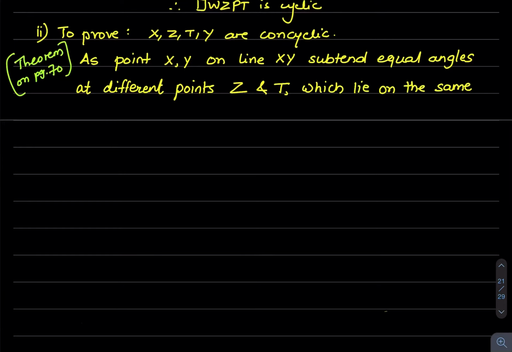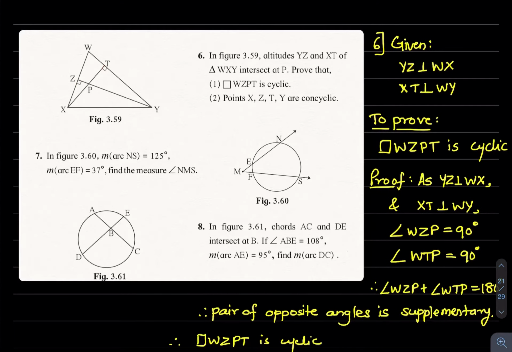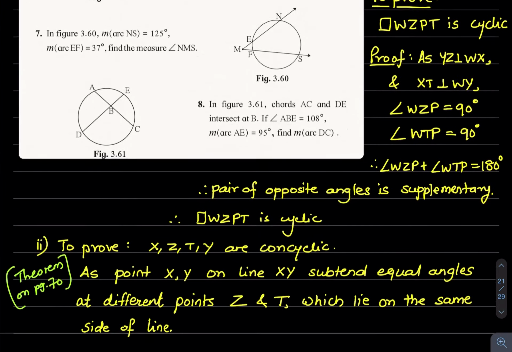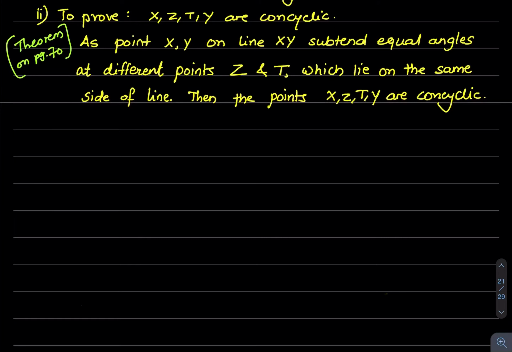They lie on the same side of the line, which means these two points are on the upper side of this line. See here, Z is also on this side, T is also on this side. So the points X, Z, T, Y are concyclic. You will see this statement on page number 70. The proof is not given in the textbook, so we will use the theorem statement as it is, and we get X, Z, T, Y as concyclic points.